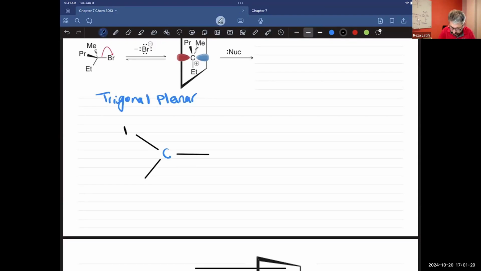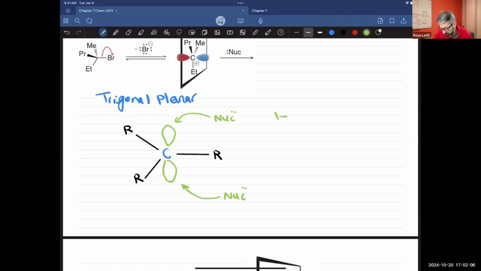It will be attached to three groups, call them whatever you want, and there's an empty orbital here. This empty orbital can be sensed by the nucleophile. So the nucleophile can reach it from the top, or it can reach it from the bottom. That gives us technically different configurations. If we add it from the top, the configuration is going to be inverted versus when we add the nucleophile from the bottom. So we will have two possibilities.